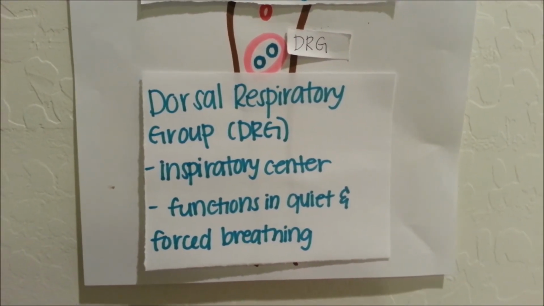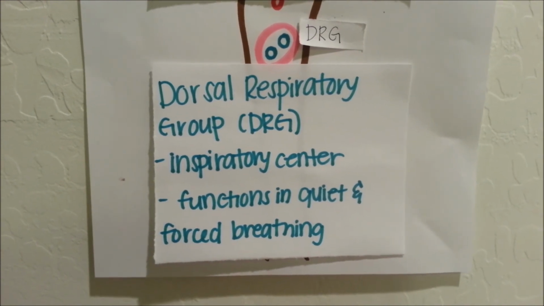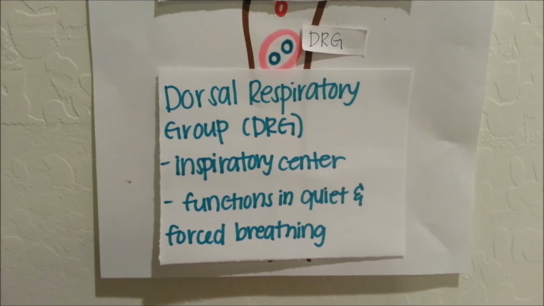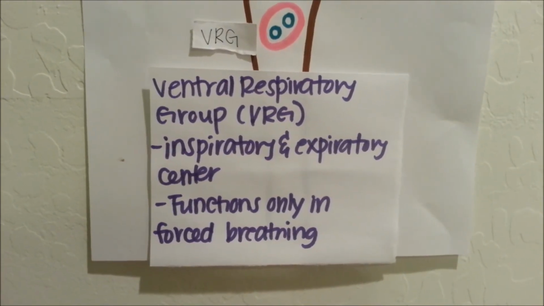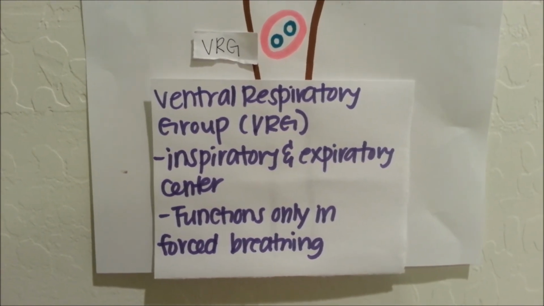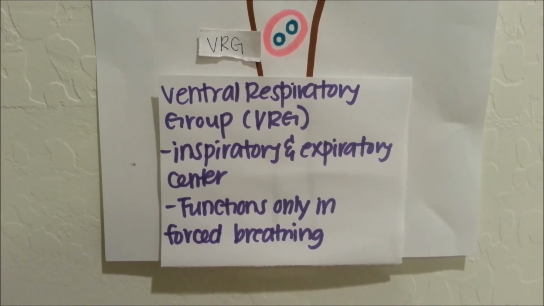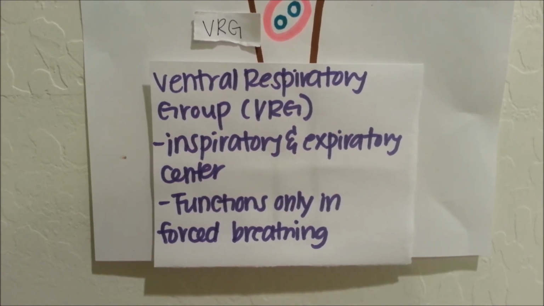The first one is the dorsal respiratory group, also known as DRG. It's an inspiratory center and functions in quiet and forced breathing. The next group is called the ventral respiratory group, also known as VRG. And it's an inspiratory and expiratory center, and its function is only in forced breathing, unlike DRG.